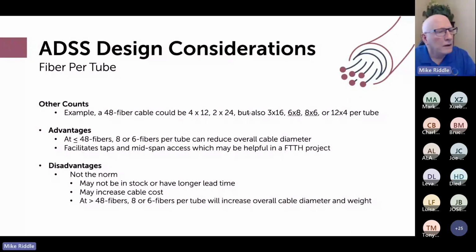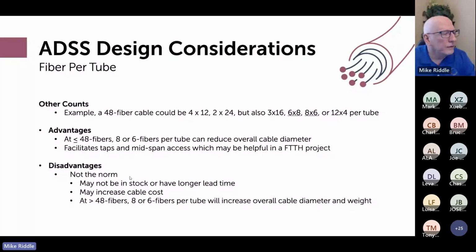Okay, good. So where I was talking about is with 48 fibers, you could do 6 tubes of 8 fibers or 8 tubes of 6 fibers. And in theory, you could do other counts as well. So at 48 fibers or fewer, it turns out that 8 or 6 fibers per tube could actually reduce your cable diameter. And this would facilitate doing taps or mid-span access, which could be helpful for a fiber to the home type project.